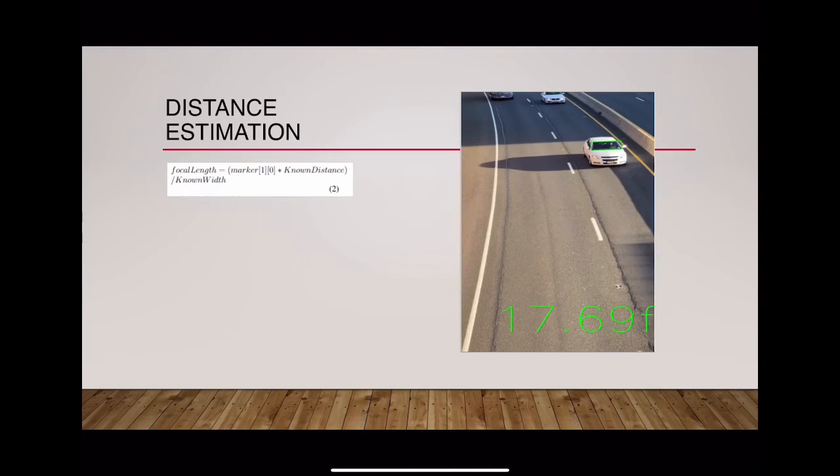First, we have a known distance and a known width, and these statistics come from the real scenario. With these 2 numbers, we could estimate the focal length with this equation, and then we could use the focal length to estimate our distance. Just simply use the known width times focal length and divide by the meters per pixel.